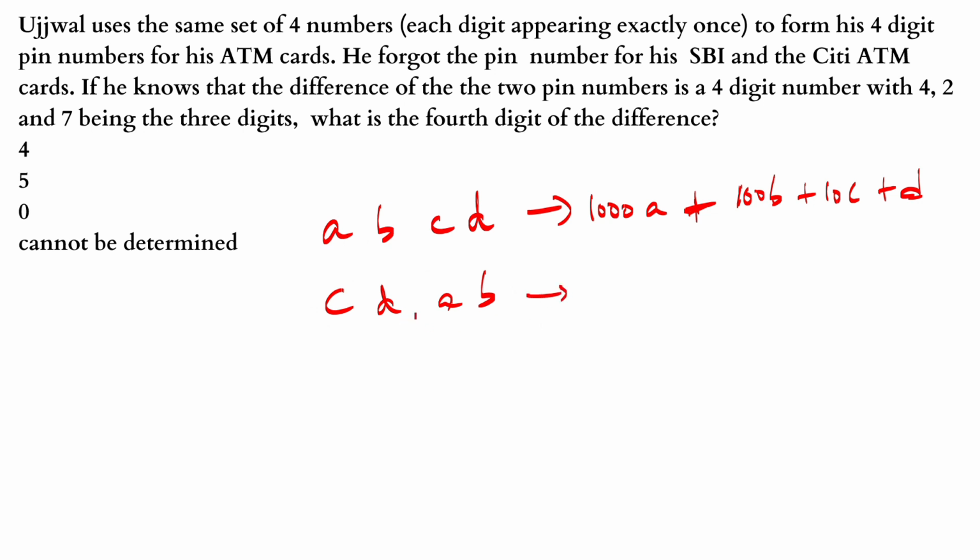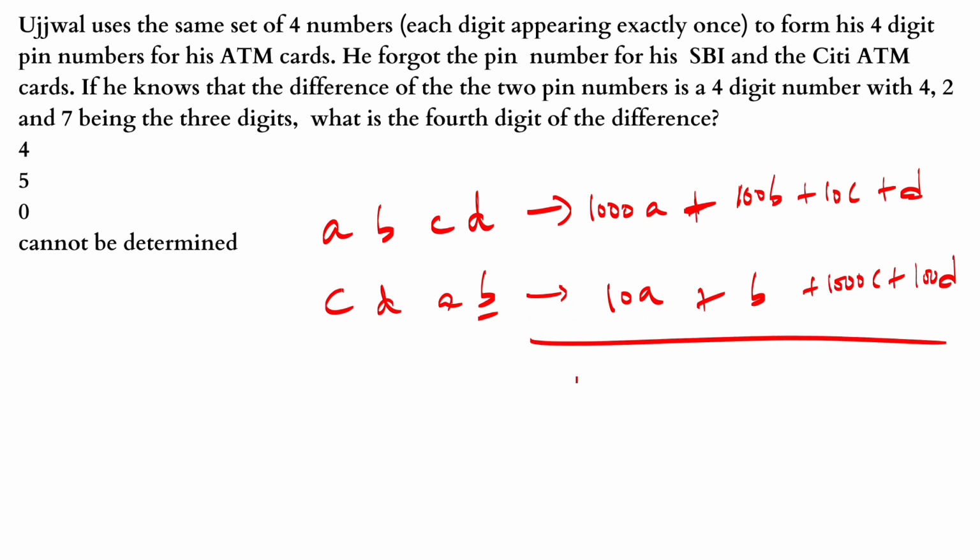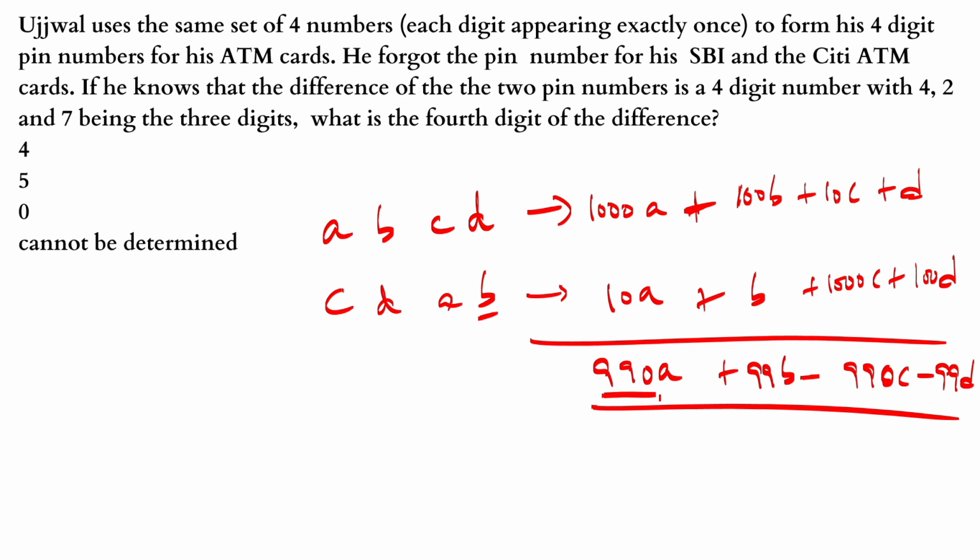Now, how can we write the value of CDAB? C is 1000 C, plus the value of D, which is in hundreds place, so it is 100 D. The value of B, B is in units place, so it is B, and the value of A is in tens place, so it is 10 A. Now just take the difference. What is the difference here? 990 A plus 99 B, minus 990 C, and minus 99 D. If you observe, 990, 99, 990 and 99, these are the multiples of 9.